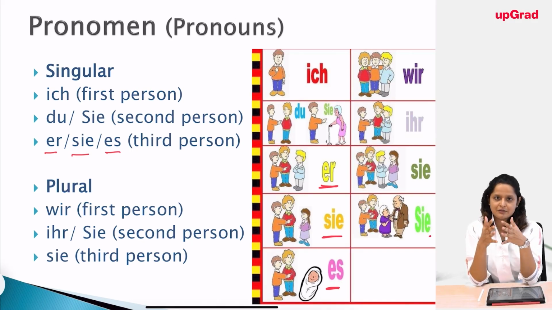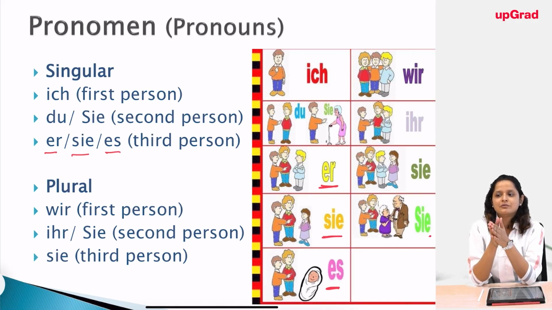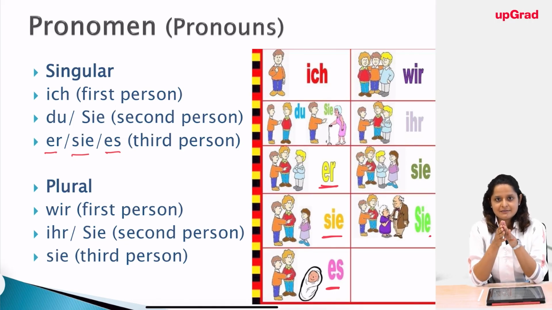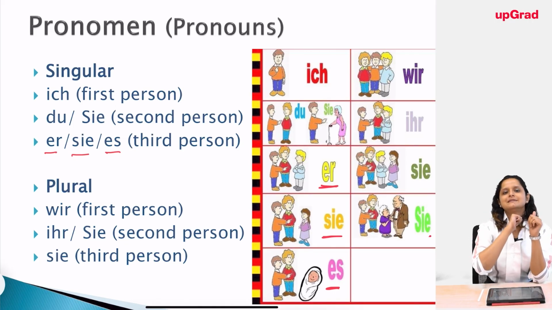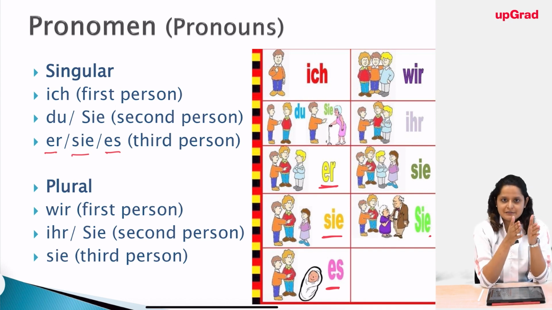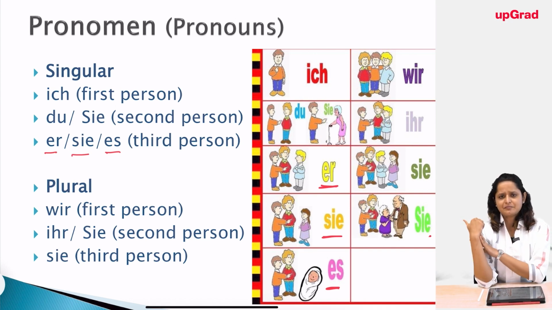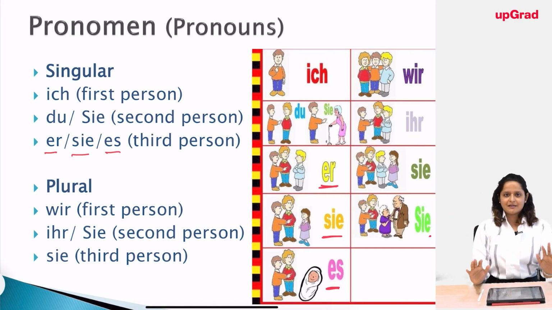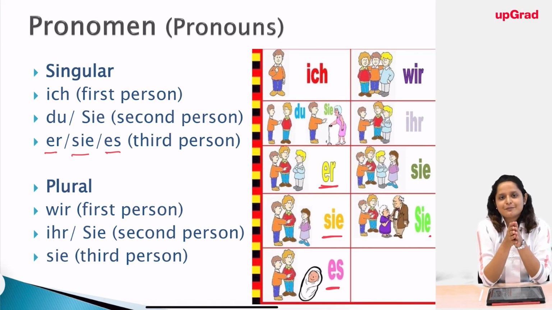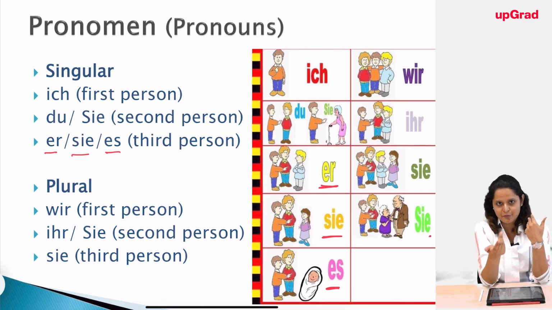When referring to third persons, it is important to know the individual gender of the noun and then use the correct pronoun accordingly. So what we have seen so far are the nouns in singular: first person ich, second person du or Sie, depending on whether it is informal or formal, and third person er, sie or es. So these are our singular pronouns. Now when we converse, it is not always possible that our conversations are one-on-one.